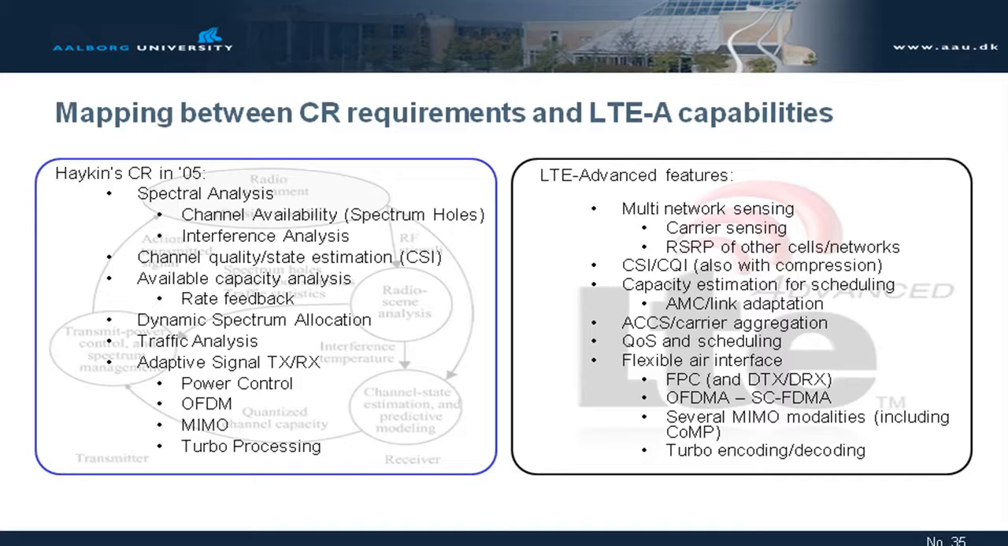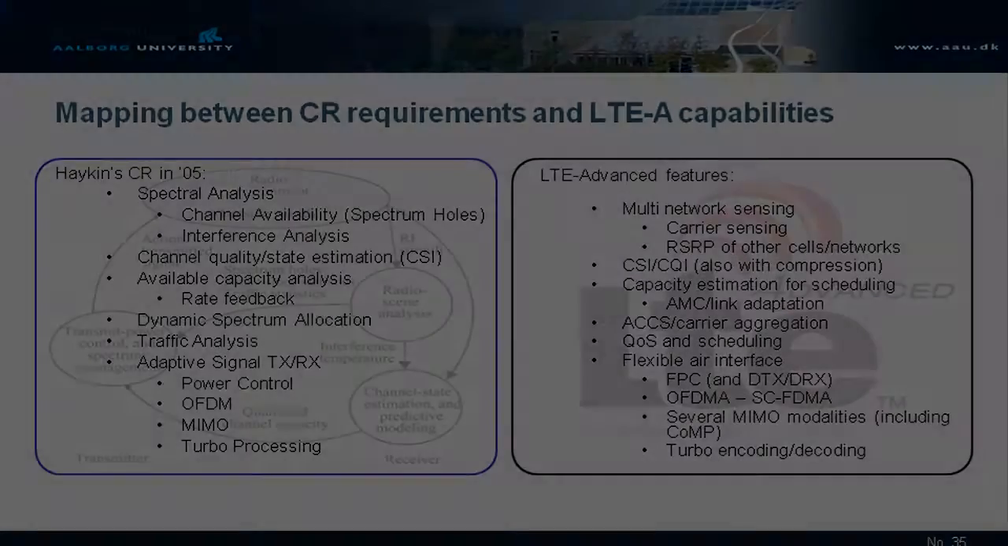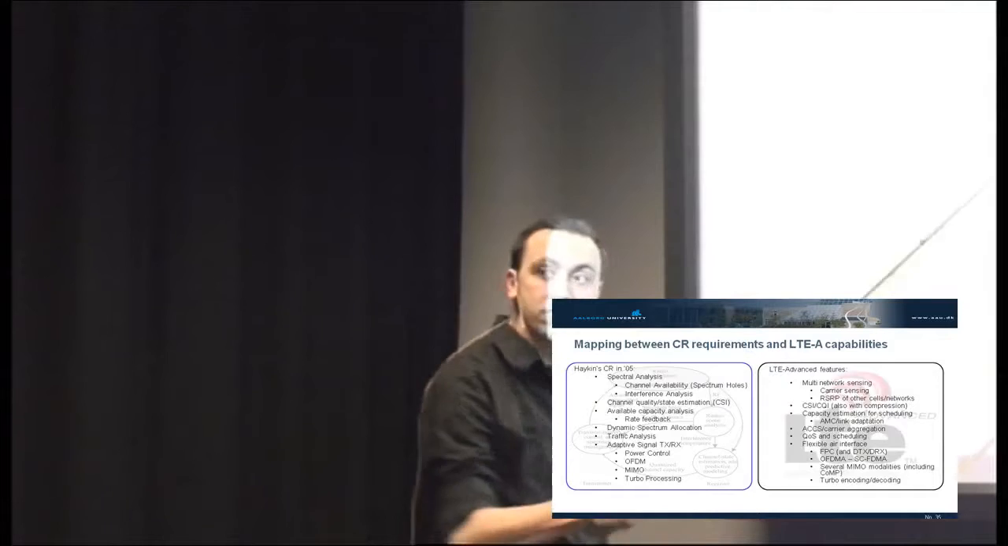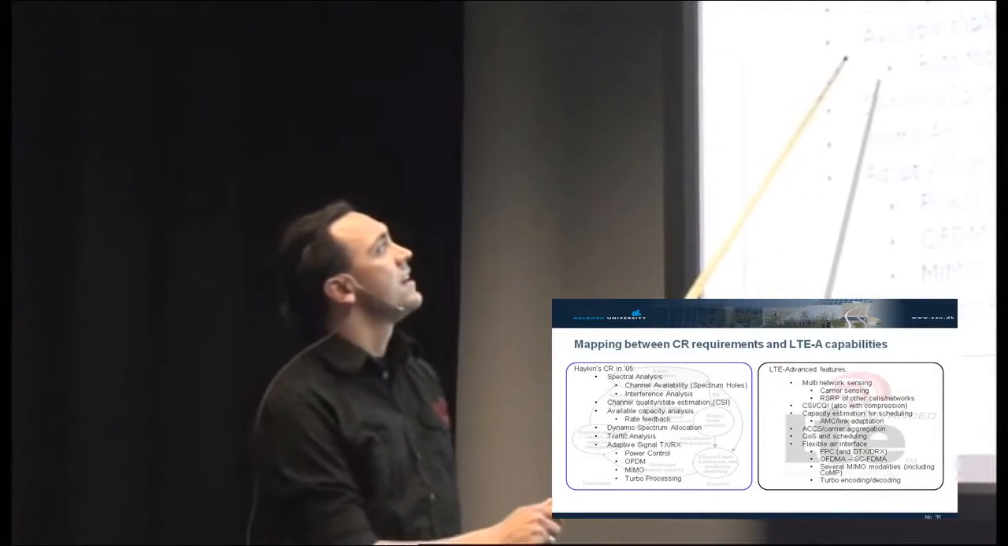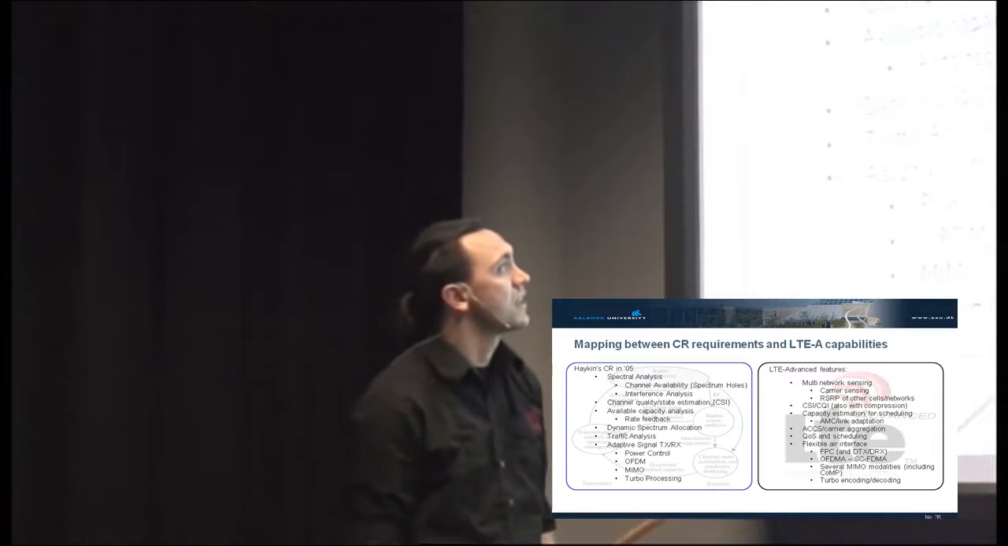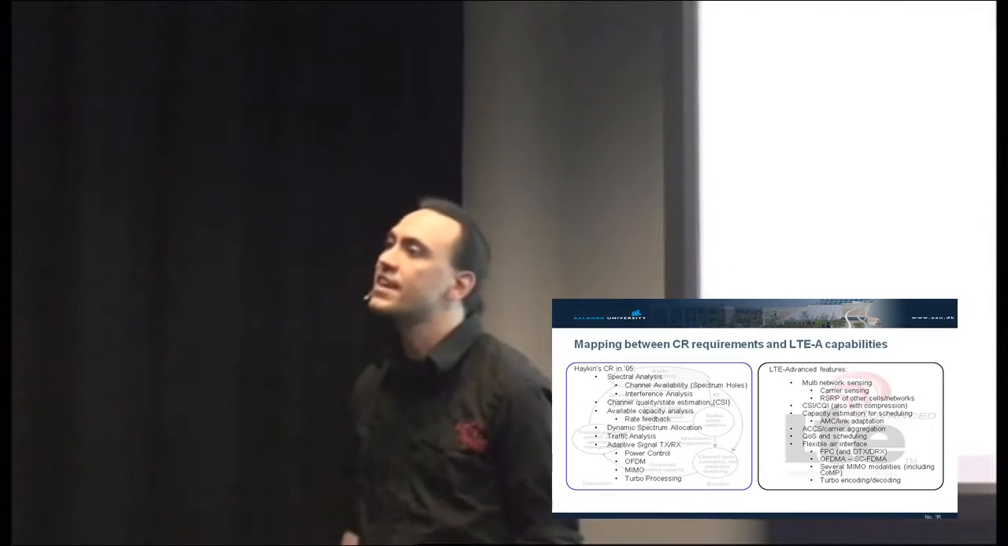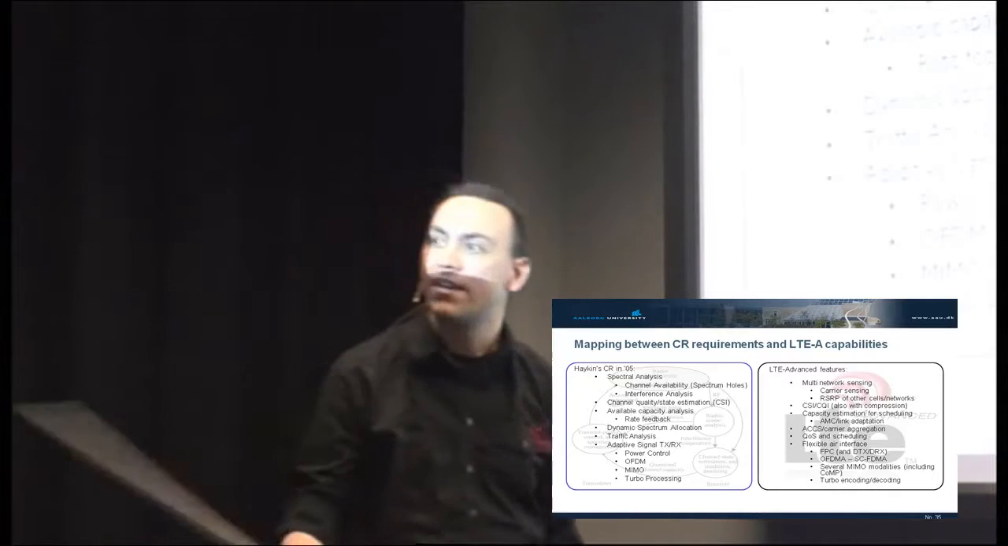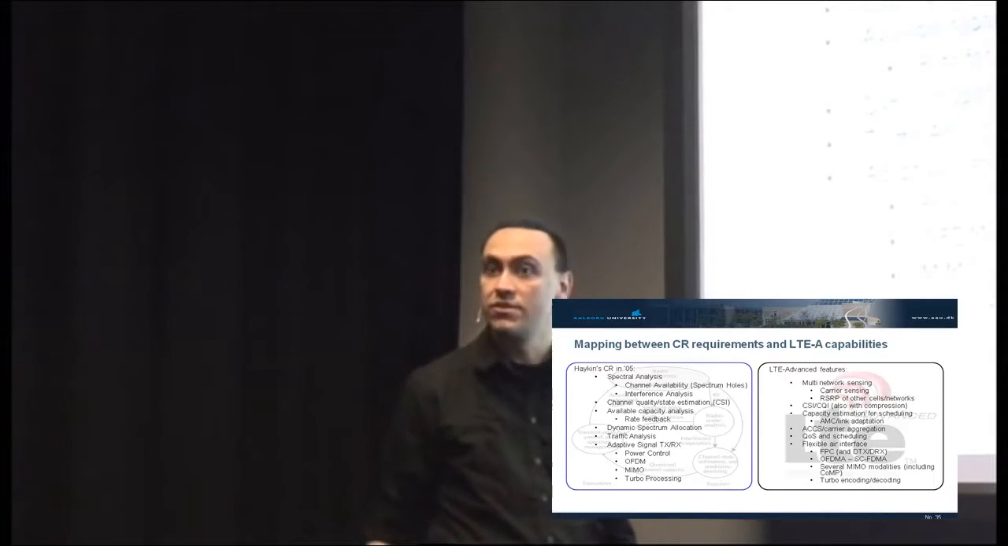So we have spectral analysis, channel availability, and interference analysis. We have multi-network sensing, carrier sensing, RSRP, which is reference signal received power, also from other cells and from other networks. We have CSI, CQI, also with compression, channel quality estimation. Available capacity analysis and rate feedback. Adaptive modulation and coding, link adaptation. Dynamic spectrum allocation. We have an autonomous system for selecting multiple component carriers in LTE and for doing it dynamically.